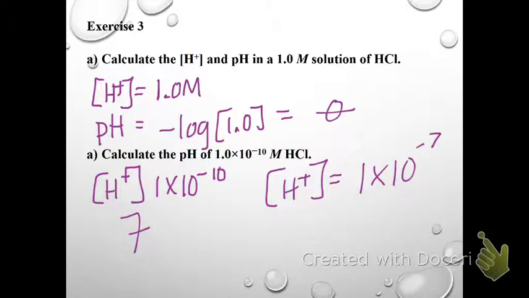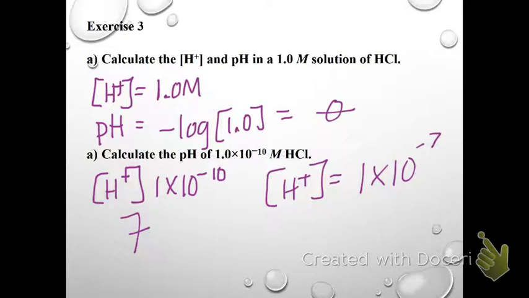What I'm saying is the hydrogen from the water is contributing more to the pH than the tiny bit that 1 times 10 to the negative 10 molar would be. It is just water. So if it said 1 times 10 to the negative 6 instead of 1 times 10 to the negative 10, would it be 6? Yes.